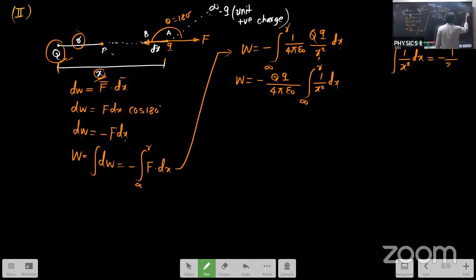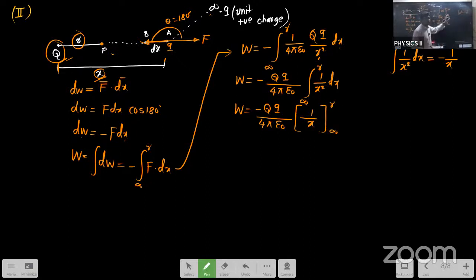Minus 1 by x. So directly I'm writing here W is equal to minus capital Q small q divided by 4 pi epsilon naught. So what is the value of 1 by x square dx? It will become minus 1 by x. From where to where? Infinity to one particular position R. Let us substitute these values.